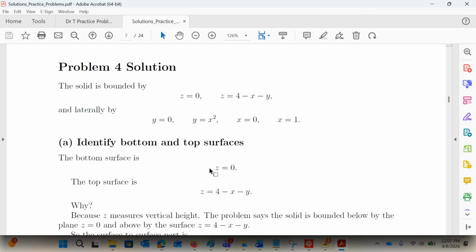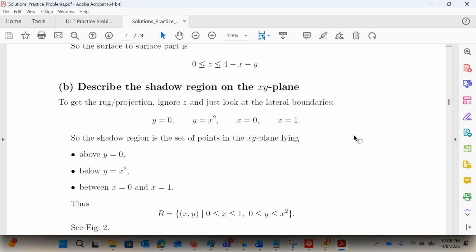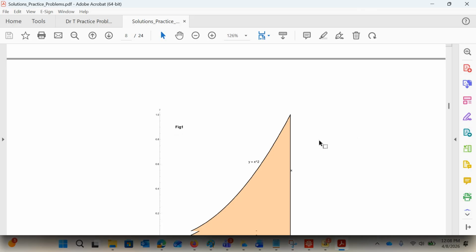The top and bottom surfaces in words turn out to be z equals 0, and the top surface is z equals this plane. That's what I just discussed. How do I get the next part of it? Well, I want to draw that region on the XY plane.